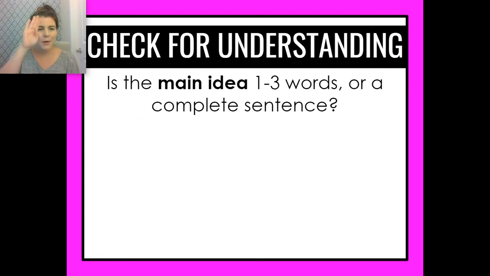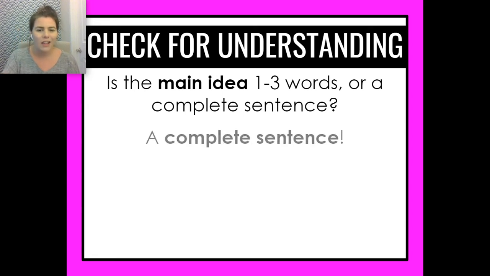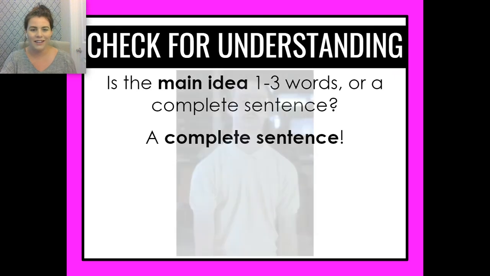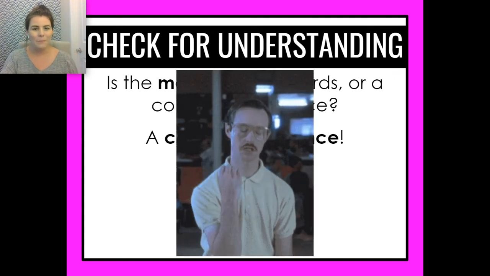All right, so we're going to switch gears a little bit. We read paragraphs 1, 2, and 3, and as we were reading, we identified the topic sentence. Now I want you to think for a second. Is the main idea going to be 1, 2, or 3 words, or is it going to be a complete sentence? Hold up a 1 if you think it's only a few words, and hold up a 2 if you think it's a complete sentence. Oh, yeah, I see you. You're right. Definitely 2. It's definitely a complete sentence. Good work. Yes, we got it.